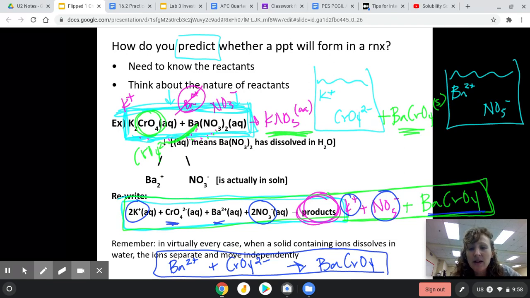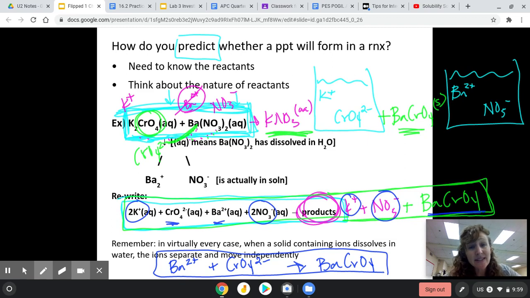Okay, remember, in any solution, whether it's one of the original two solutions or the final solution, if anything's an ion, those ions are going to move independently from one another. If anything is a molecule, solid, liquid, or gas, it's going to operate as a molecule. Those atoms will be stuck together and their movement will depend on one another, and their properties will have completely changed into a new set of properties specific to that molecule.